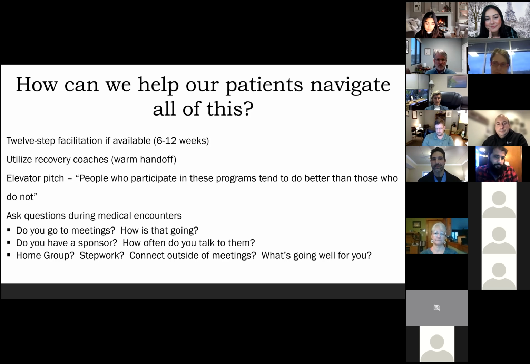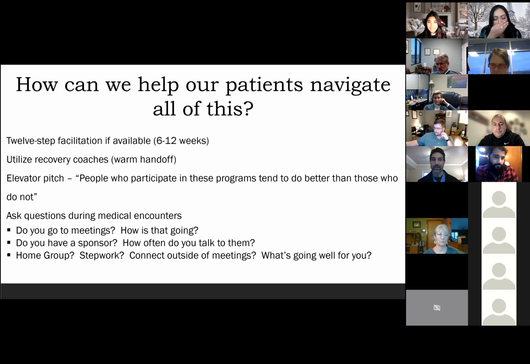What I like to do, I don't like to get too deep into 12-step programs with patients, but it's nice to have something that you can say to them about it. We don't have to know everything about 12-step programs. This is a paraphrase of my elevator pitch. It's pretty simple. We tend to see that people who do utilize 12-step programs just tend to do better than people who do not. Pretty simple. Maybe oversimplified. But when somebody's asking about it, that's what I want to tell them. And I'll let them know that there is some pretty good evidence that this can be helpful for their recovery.